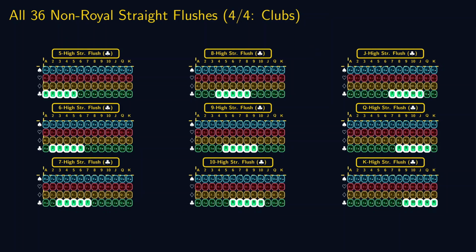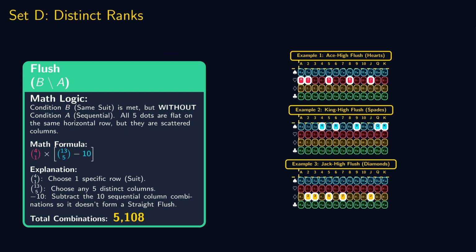Now we move forward to the next hand type within set D. We have handled the case where both conditions are met, sequential columns and a uniform row. Now we look at the case where only the second condition is met, without the first. That is, the 5 dots all sit in the same row, but the 5 columns are not consecutive. This hand is the flush.